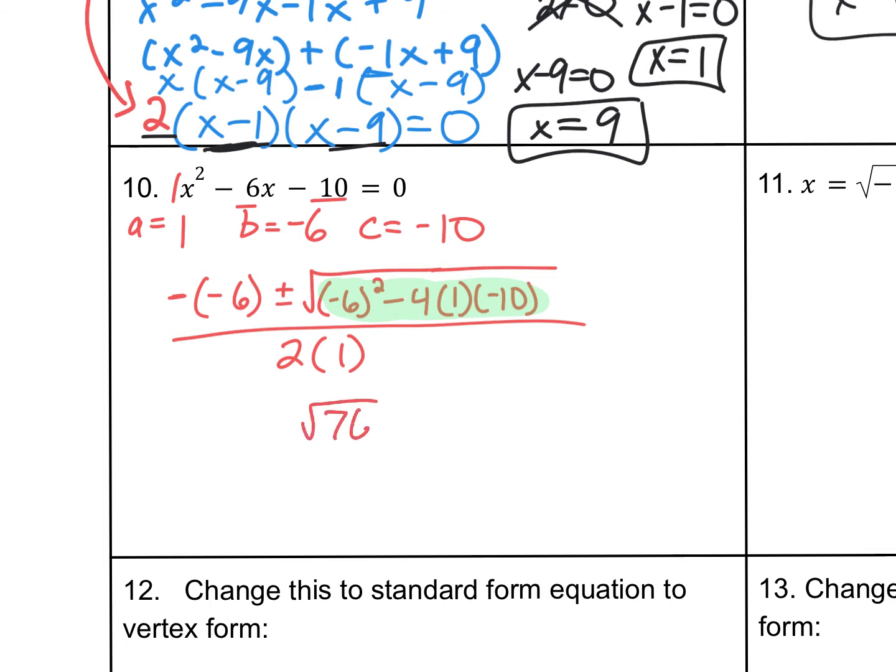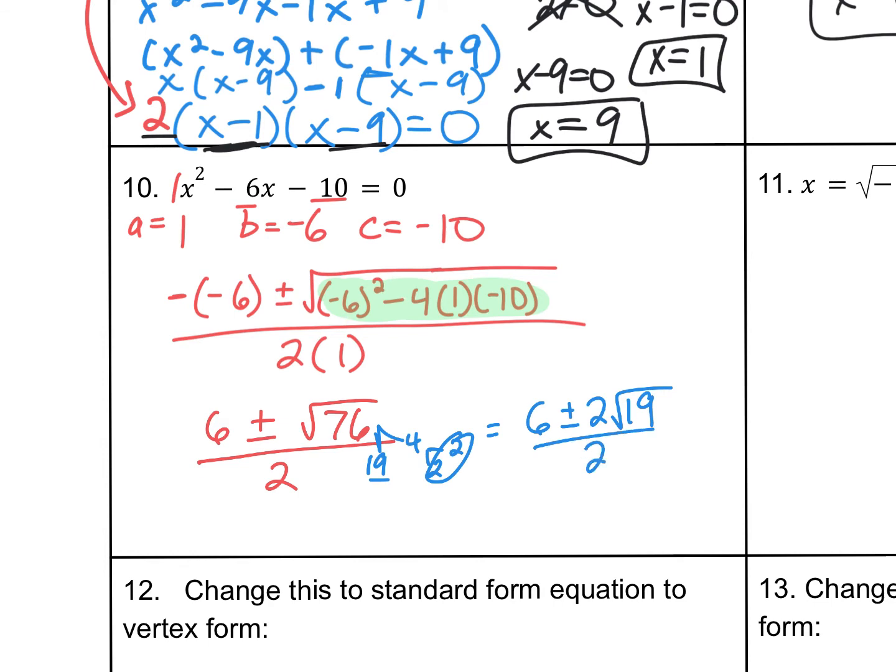In the front, a negative 6 is a positive 6. We keep our plus minus, and 2 times 1 is 2. We're almost done. We just need to see if we can break this down any further. 76, we think about factors of 76. 4 and 19 are the two that I got on my calculator to pop up first. Break that down. We're going to have a 2 that escapes jail, and the 19 stays in. So this becomes 6 plus or minus 2 square root of 19, over 2.